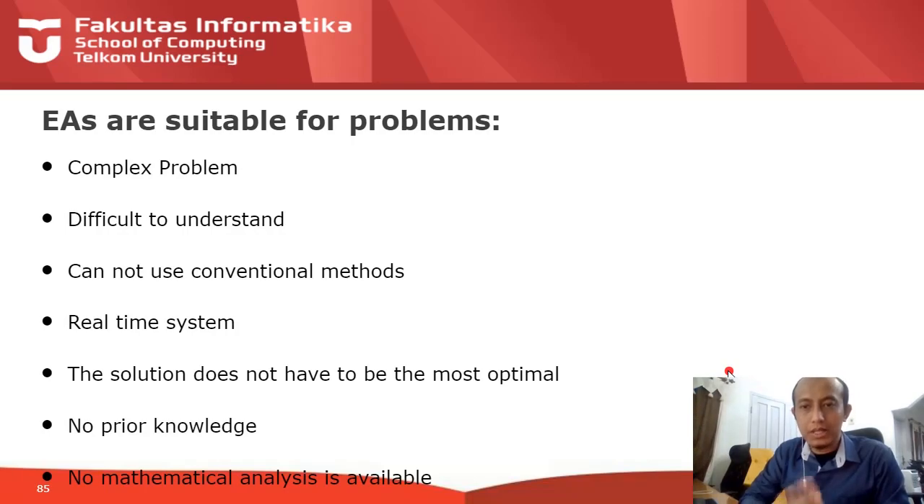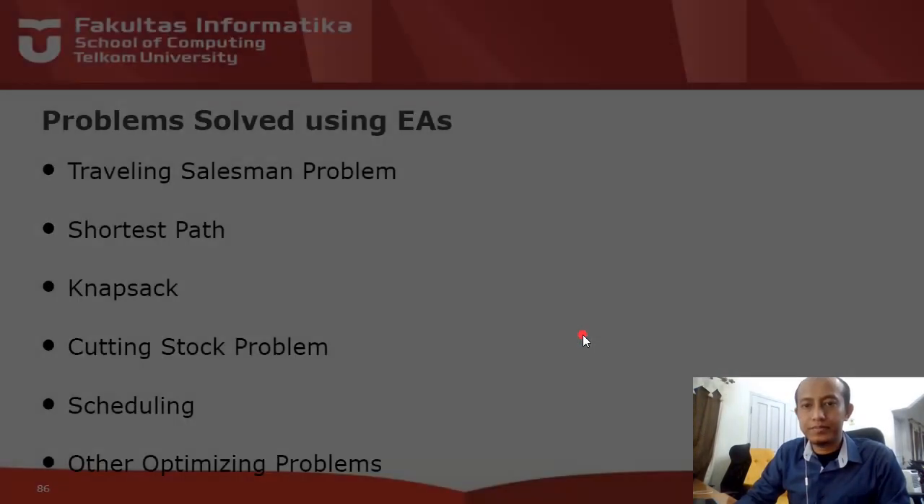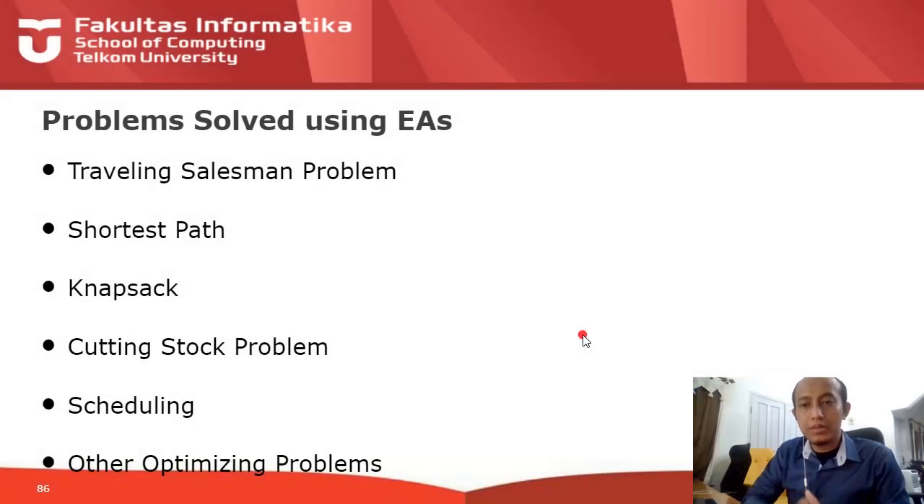Evolutionary algorithms, such as genetic algorithms, are suitable for problems that are complex, difficult to understand, cannot use conventional methods, or a real-time system that needs to be quick but does not have to be the most optimal. These are problems that can be solved using evolutionary algorithms. For example, traveling salesman problem, shortest path, and knapsack.